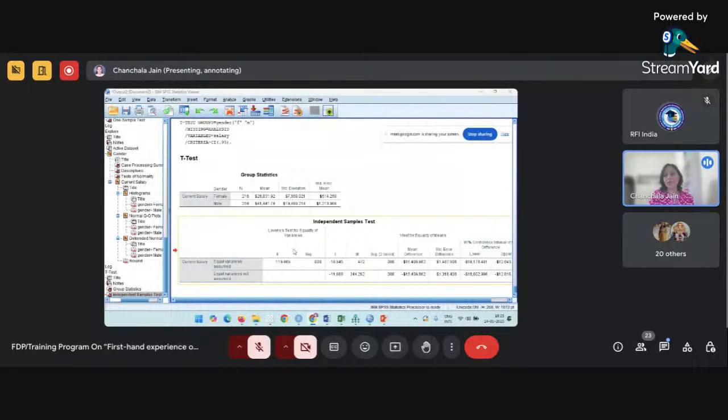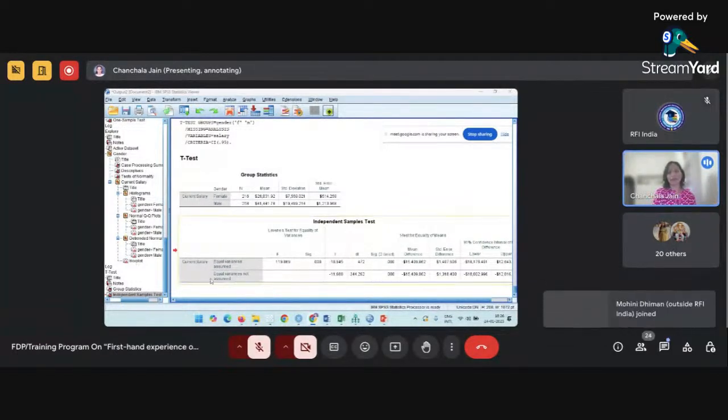So I think everyone is now through with this concept, that when the significance value or the p value is less than 0.05, we are rejecting the null hypothesis. When I said the null hypothesis is that there is equality of variance, we are rejecting this. Meaning we are saying the variance is not equal.